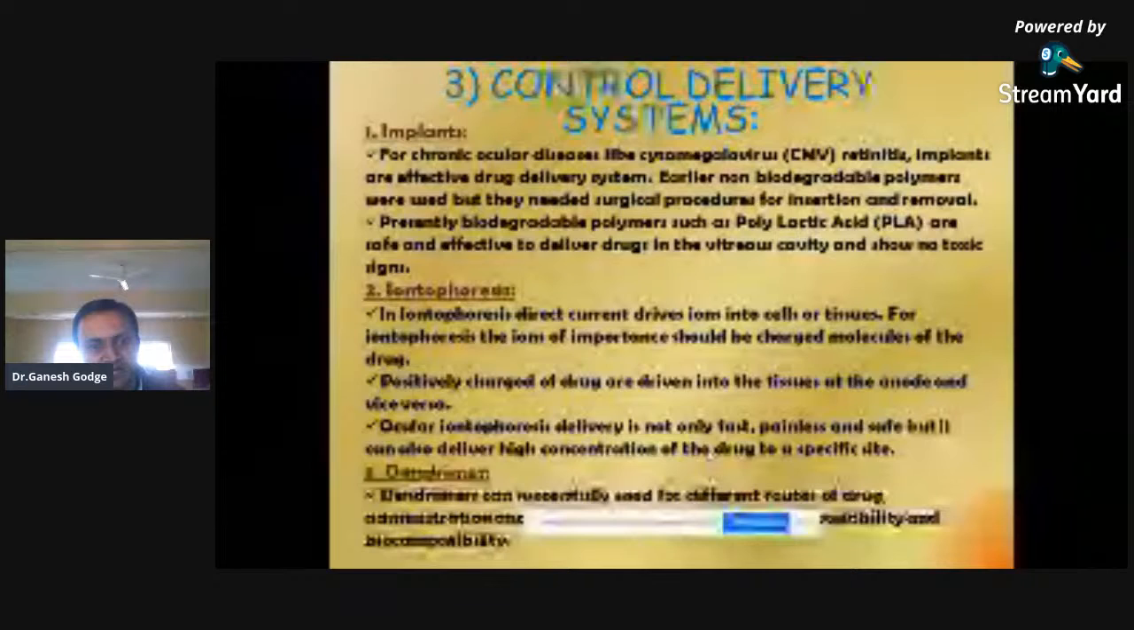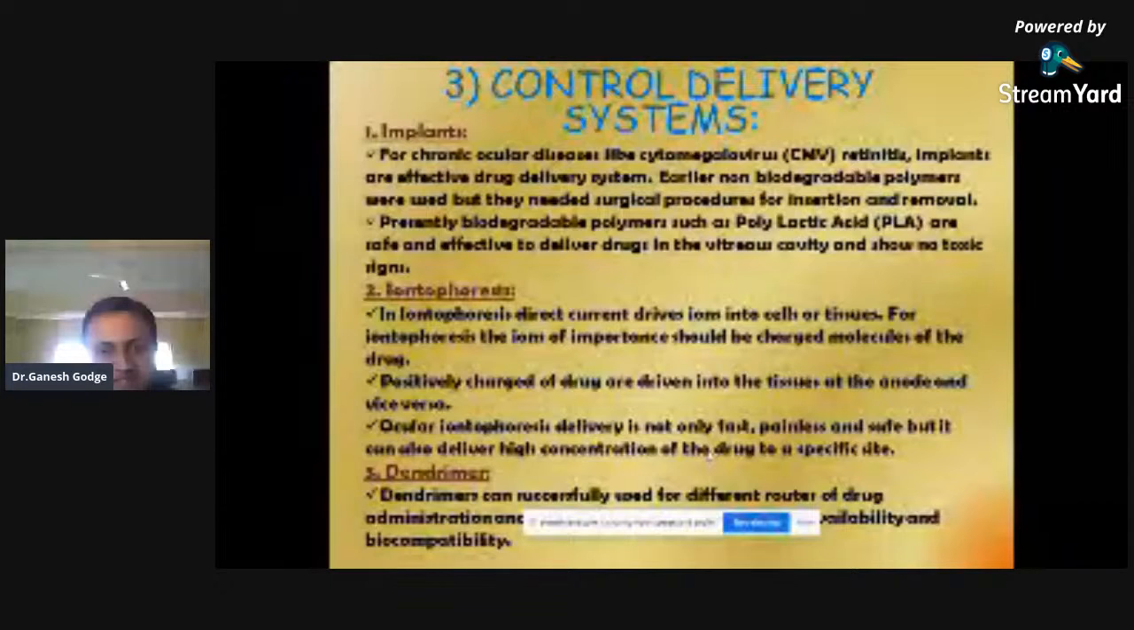Next type of controlled ocular drug delivery system is iontophoresis. In iontophoresis, direct current drives ions into the cells or tissues. For iontophoresis, the ions of importance should be a charged molecule of the drug. Positively charged drugs are driven into the tissue at the anode and vice versa. Ocular iontophoresis delivery is not only fast, painless, and safe, but it can also deliver high concentration of drug to a specific site.